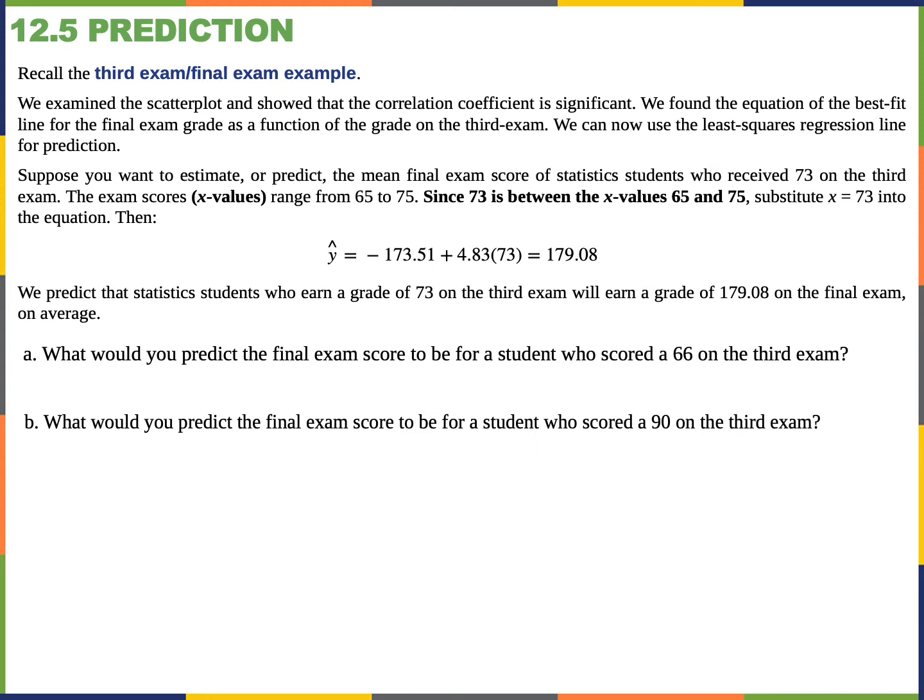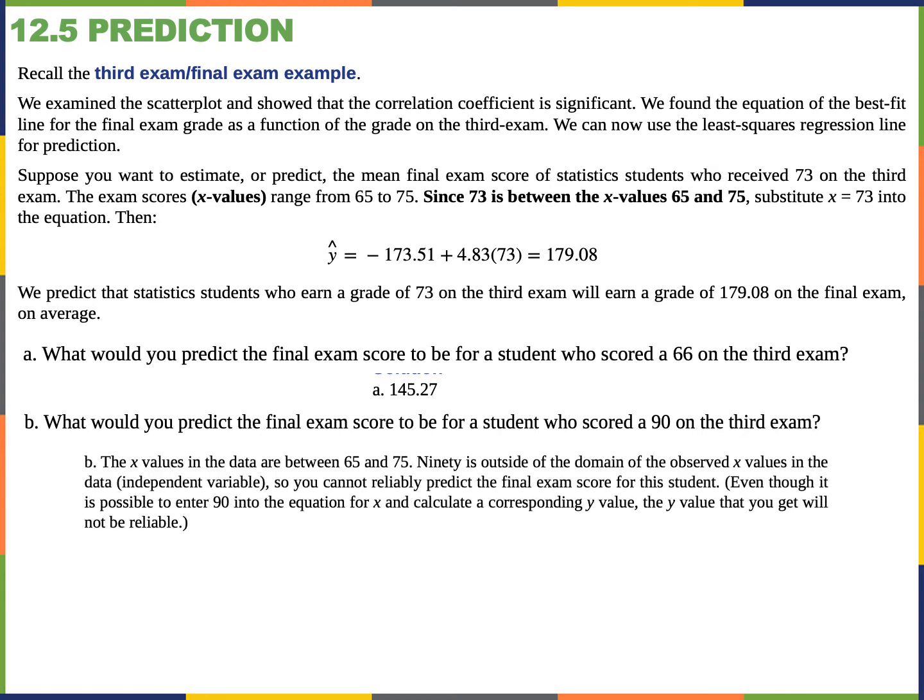So what would you predict the final exam score to be for a student who scores a 66 on the third exam? So what would you have to do to that? And it's in the range, right? So if we plug it into here, we get 145.27. And what would we predict for somebody who got a 90 on the third exam?